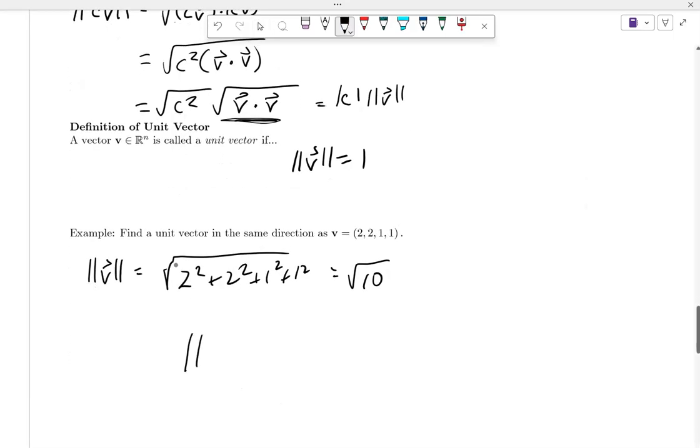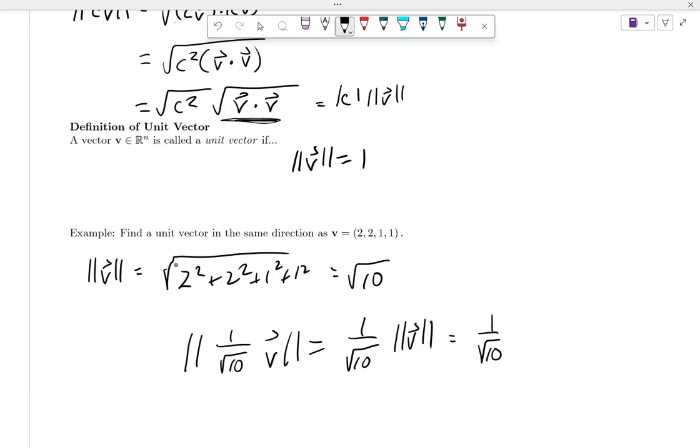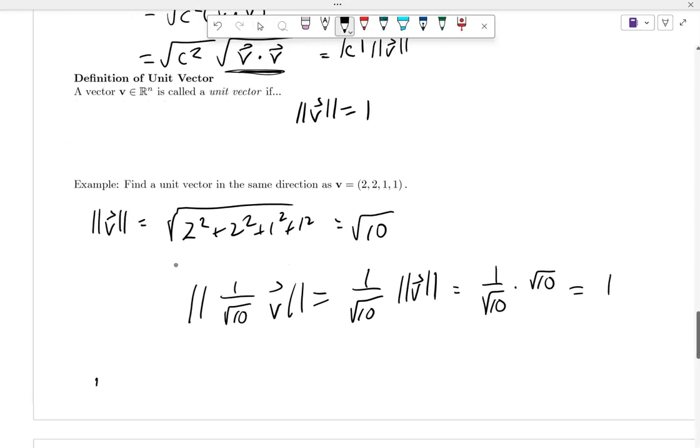So the magnitude of 1 over root 10 times v, I'll just do it with the number to start with. According to the property we proved earlier, I can pull that scalar out. There's no negative, so I don't have to worry about the absolute value, times the length of v, right? And notice in that case, my root 10s will cancel. So I really do create a unit vector in that case. So our unit vector, which I'll refer to as u here, will be 1 over root 10 times the vector we started with.